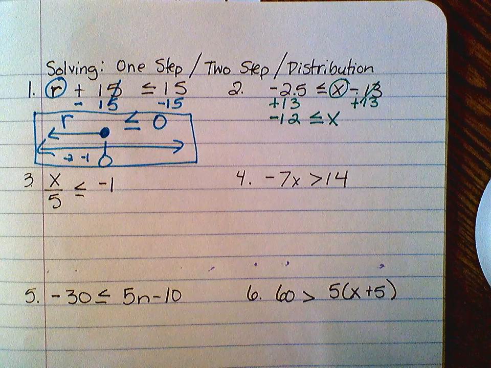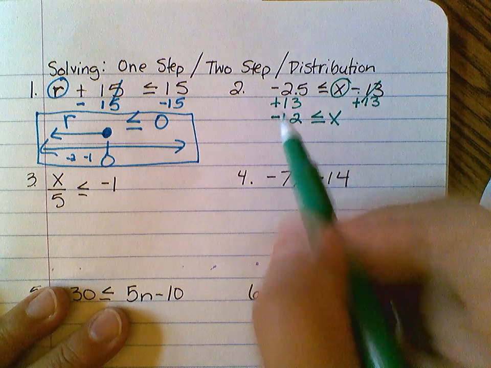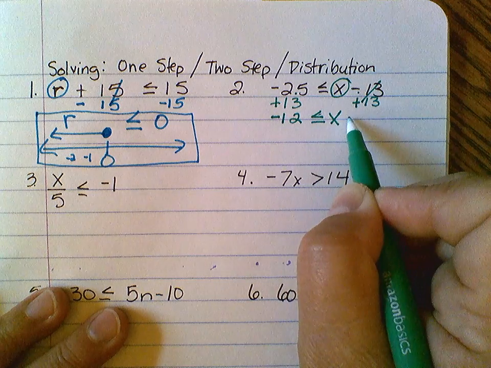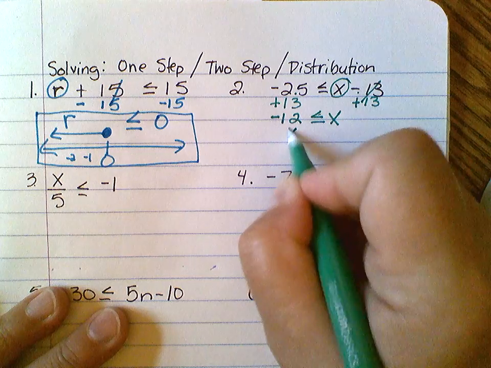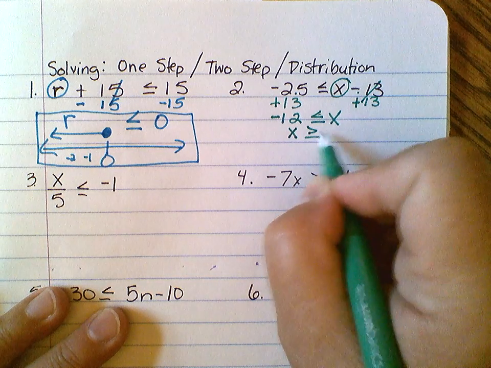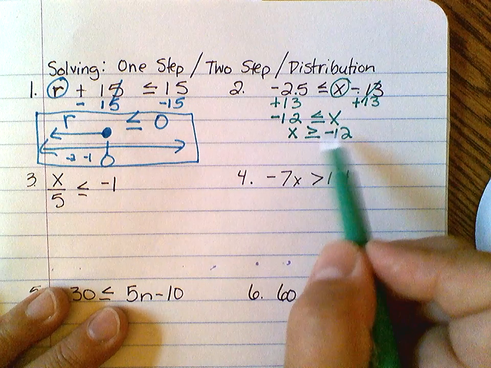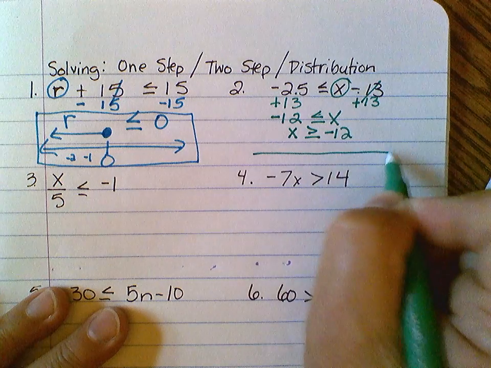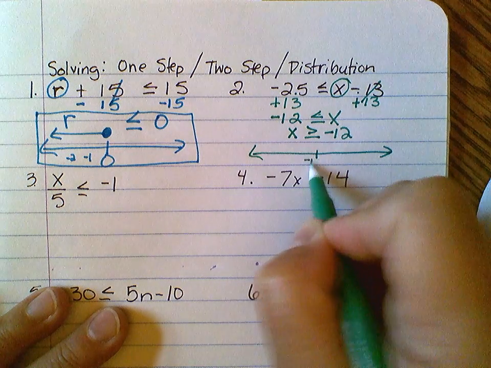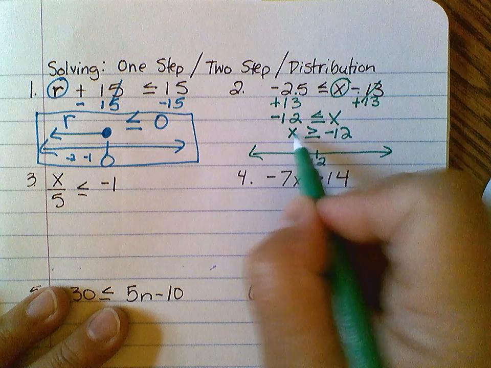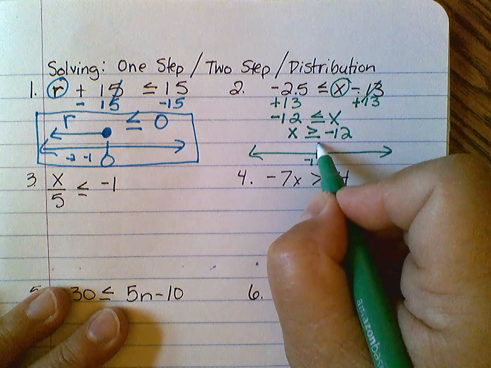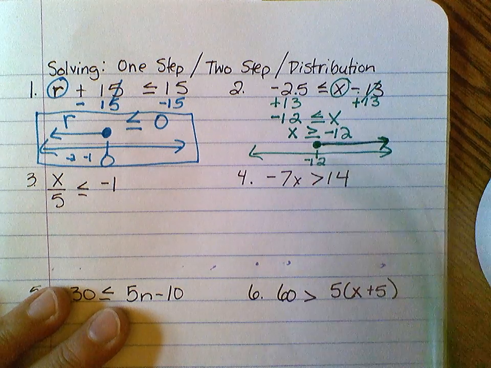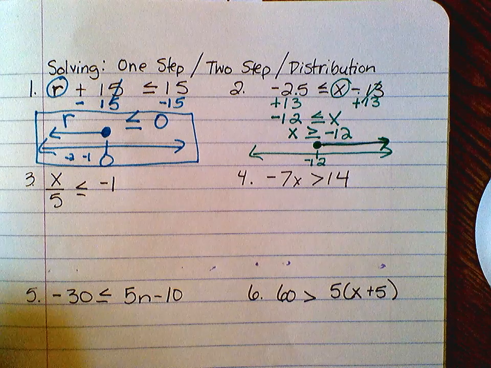Now, here's the thing. We read from left to right, so this is kind of backwards. Negative 12 is less than all of our solutions, which means all of our solutions are greater than or equal to negative 12. So when you see the variable on the right-hand side, you really need to flip it over so that you will graph it correctly. So all the numbers bigger than negative 12 are going to be this way, and it is or equal to, so I will put a closed circle.